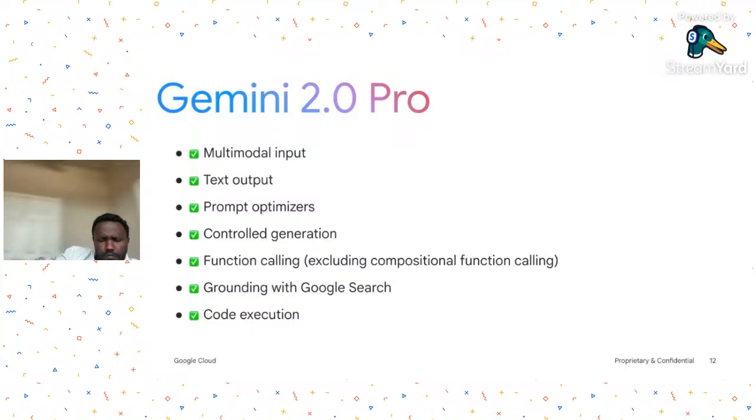Now, because this is still an experimental release, at the time of me speaking, some features that might have been available in 1.5 Pro and lower might not be available yet for the 2.0 models, but just expect more feature parity in the coming releases. So that's an overview of all of the new 2.0 Gemini models.